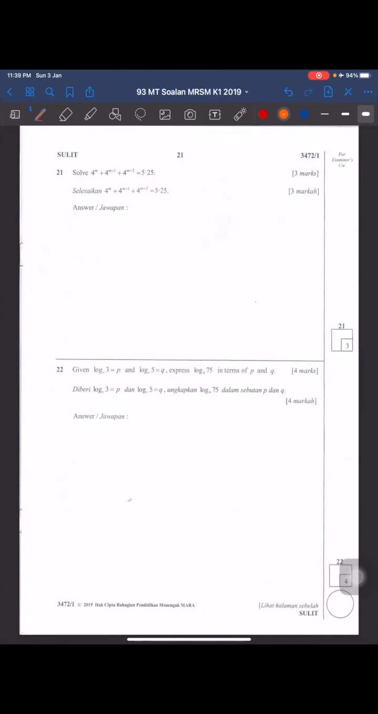Okay, question number 21. Indices. Okay. So 4 to the power of m plus 4 to the power of m plus 1 plus 4 to the power of m plus 2 equals to 5 times 25.